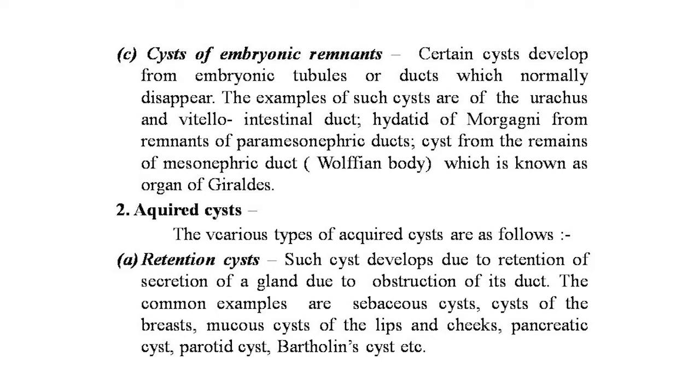The various types of the acquired cyst are as follows: retention cyst, distension cyst, exudation cyst, degeneration cyst, cystic tumors, implantation dermoid, traumatic cyst, parasitic cyst. All these are the acquired cyst. Now the first, retention cyst. Such cyst develops due to the retention of the secretion of a gland due to the obstruction of its duct. The common examples are sebaceous cyst, cyst of the breast, mucous cyst of the lips and cheeks, pancreatic cyst, parotid cyst and Bartholin cyst, etc.